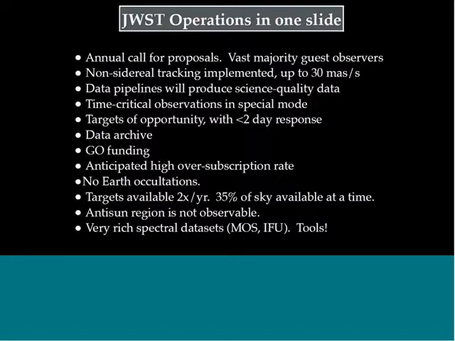There is a full data archive system that will be accessible even for the cycle one call. So if you plan to do archival research for early release science programs, you're allowed to do that. There will be funding for GO observers, U.S. investigators. We cannot have Earth occultation. This is because we can't point anywhere towards the sun. Where we reside and with the restrictions of the field of regard, we have targets that are available about twice a year. And at a given time, we cover about 35% of the sky.